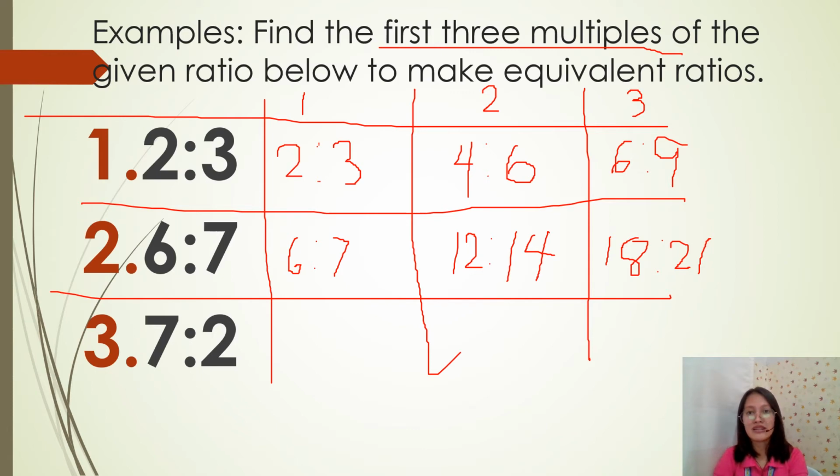So, any counting number pwede nating gamitin. Pero kapag mga examples, malimit natin ginagamit is a single counting number. So, 1, 2, 3, 4, 5, 6, 7, 8, or 9.